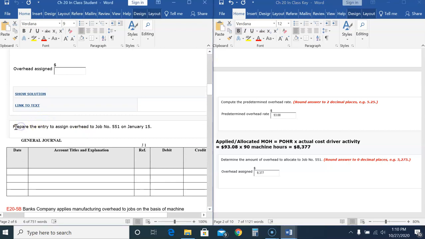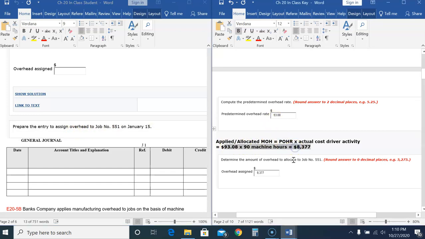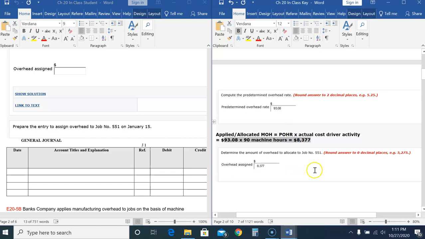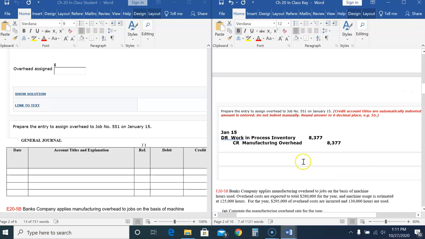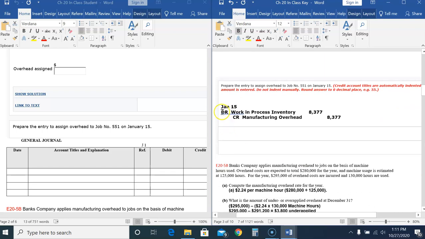Now let's prepare the journal entry to assign or allocate the overhead to that job. We need to allocate $8,377. Our journal entry to allocate is to debit work in process. That's where the estimate is debited into, and we are crediting the manufacturing overhead account.